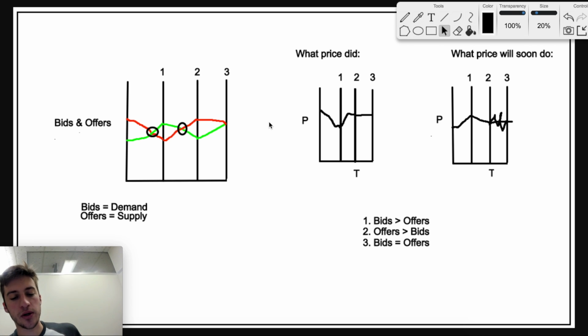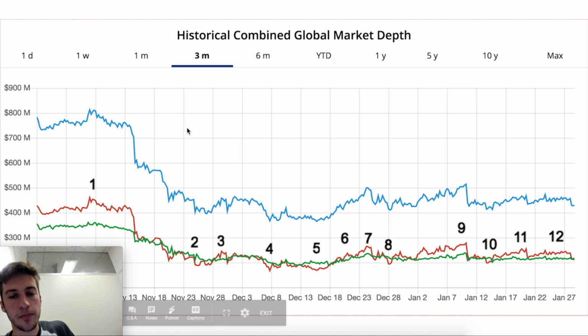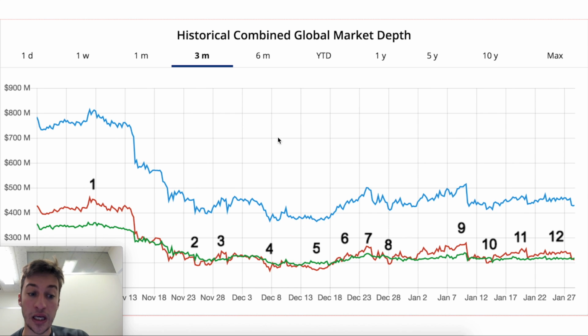So that is one way you can use the historical global market depth and look for: do we have excess demand, meaning more bids than offers? Do we have excess supply, meaning more offers than bids? Or do we have equilibrium, where bids are equal to offers? And if we get situations like this where we have more supply than demand, this should be a warning sign to a lot of people to probably be exiting some altcoin positions, to probably be exiting any Bitcoin positions, and potentially, if you want to be aggressive enough, to enter short on Bitcoin.